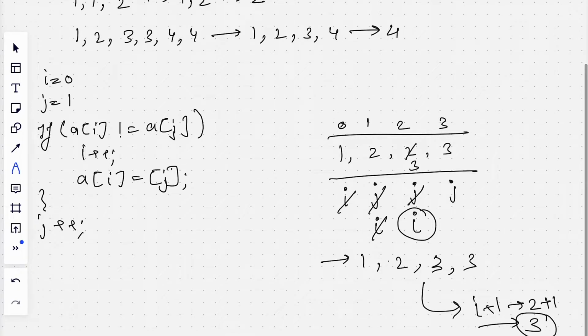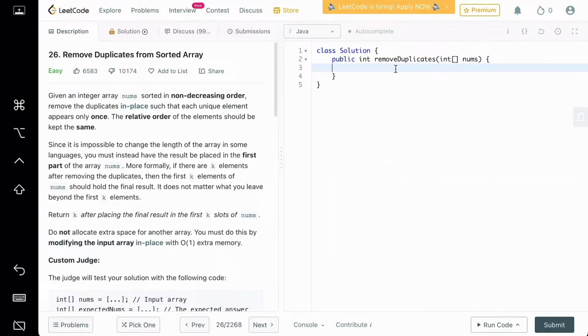Now at this moment, pause the video and try to code it on LeetCode and get it submitted. Now let's code it. We'll take two pointers, int i equal to 0, which is for tracking the result, and j equal to 1 for iterating over this entire array.